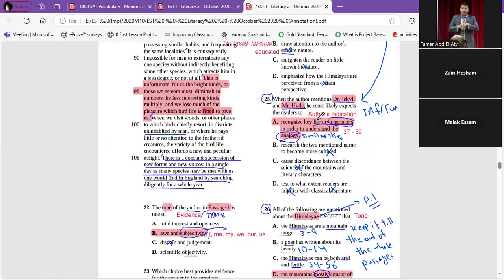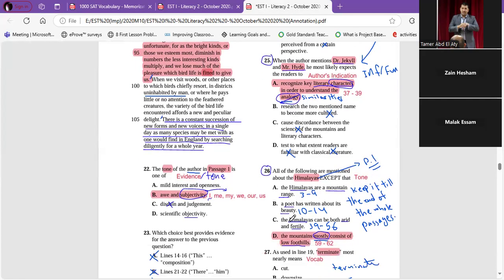Recognize a key literary character in order to understand the analogy. Yeah, there is an analogy between the Himalaya and the character. So it can be research the two mentioned names to become more cultured. No, we're not talking about cultured here. Cause discordance between the science of the mountain and the literary character. We didn't talk about the science of the mountain. It's a kind of similarity only. Test to what extent readers are familiar with classical literature. No, we're not testing them. So the answer is A. Now this one, I'm between C and D. Wait, in this one, he said that the Himalaya looks like those characters.